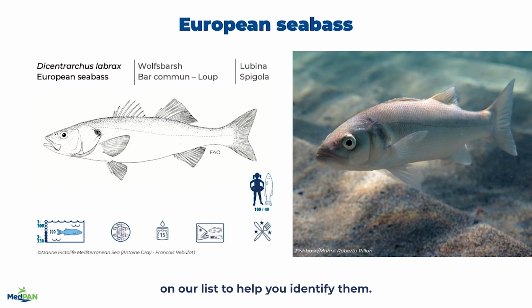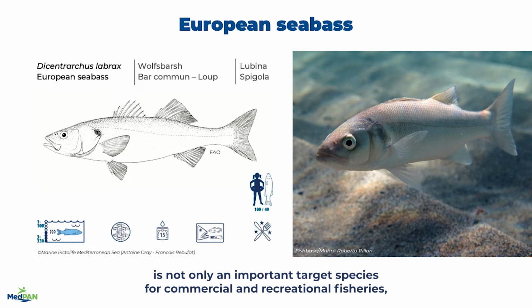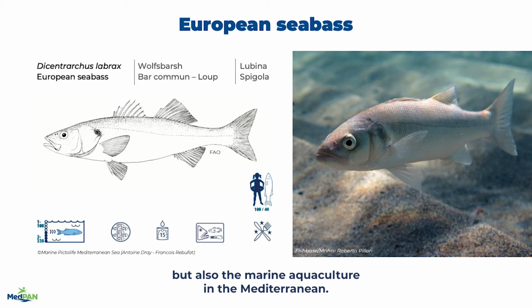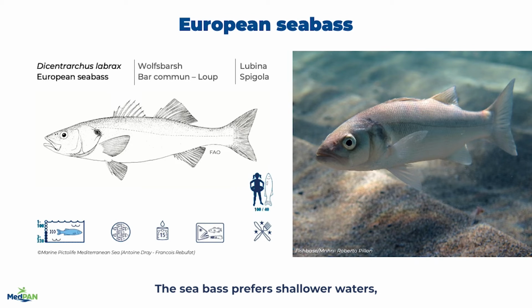The European sea bass, scientifically known as Dicentrarchus labrax, is not only an important target species for commercial and recreational fisheries, but also for marine aquaculture in the Mediterranean, similarly to the gilt-head sea bream. This silvery gray fish likes coastal waters with sandy, muddy, or rocky bottoms and lives in a range of habitats from marine to brackish and even freshwater areas. The sea bass prefers shallower waters but can be found up to 100 meters depth.